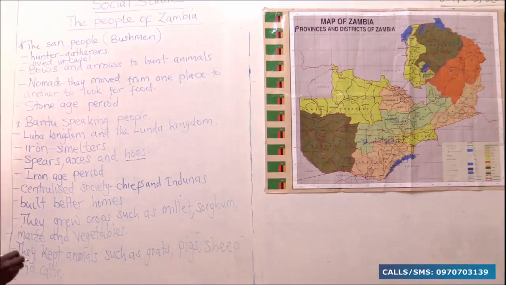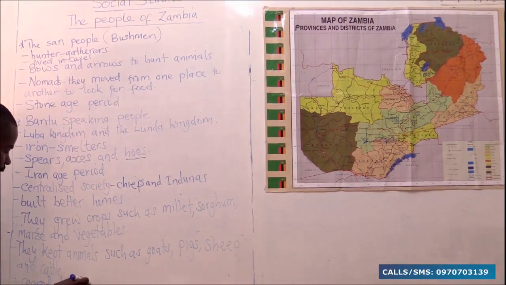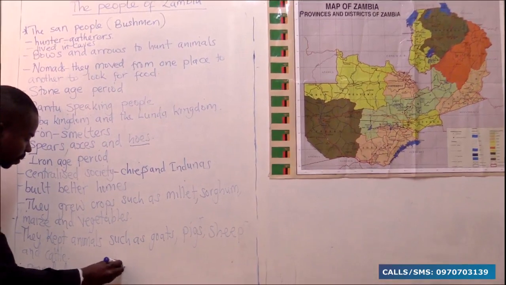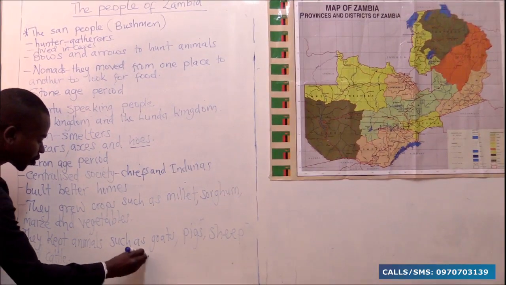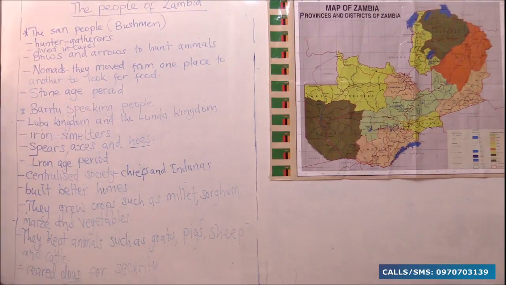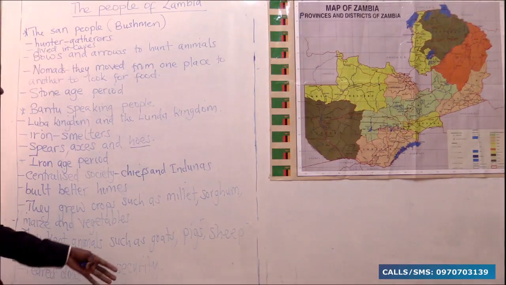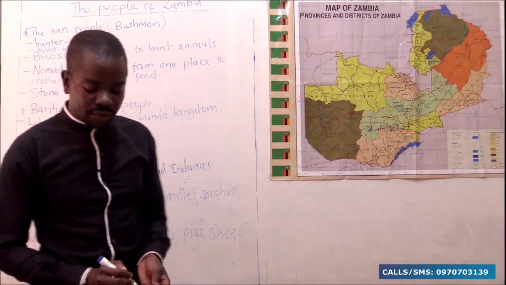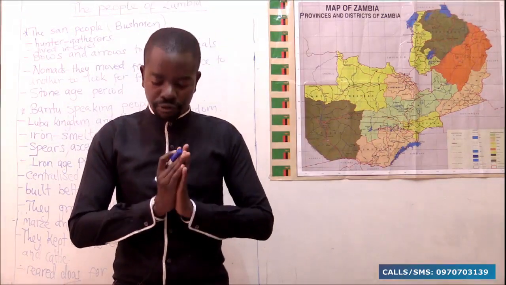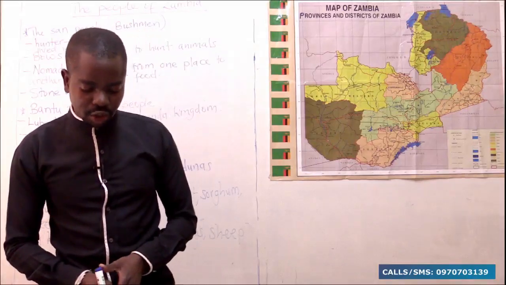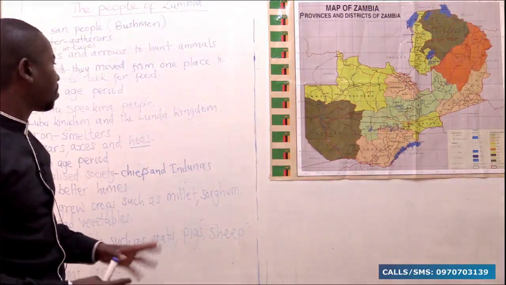You must also understand that the Bantu-speaking people kept, or reared, dogs. They reared dogs for security, okay? Or they kept dogs for security. The main reason why they kept dogs is for them to protect themselves against any attacks from the Bantu-speaking people.